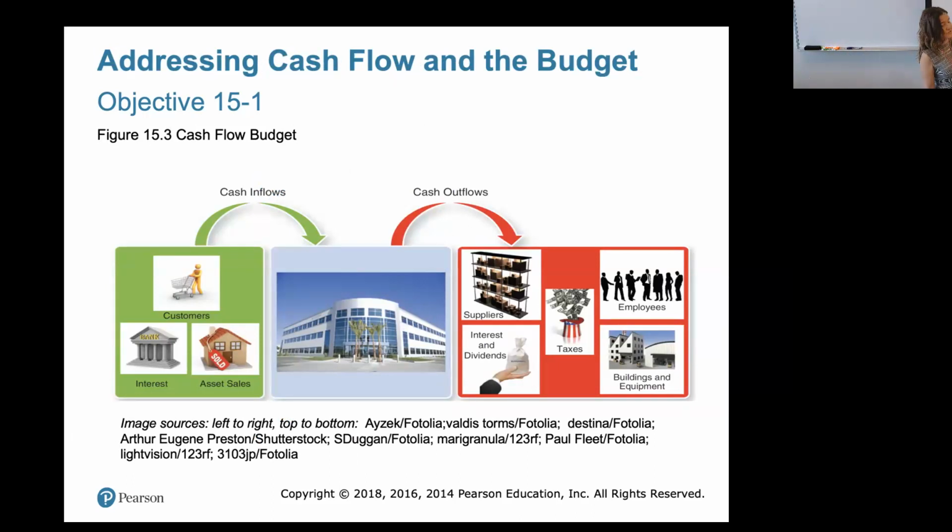You have customers that buy stuff, right? Here are just some examples. Cash goes into the company because they buy products or services, right? So that's cash inflow. But then the company has some obligations, financial obligations to others, such as suppliers, right? They need to buy supplies.